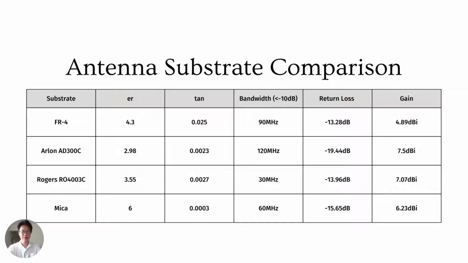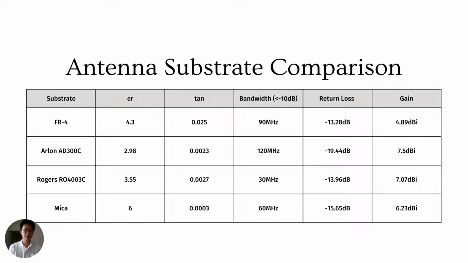Generally, we can see that FR4 is in the mid-range for gain, at 4.89 dBi, compared to the highest, which is 7.5 with Arlon. Arlon is able to achieve a very high gain due to its very small dielectric constant of 2.98. However, its drawback is that its loss tangent isn't as small as Mica. However, it has a relatively smaller loss tangent compared to FR4 and Rogers, so it's able to obtain very good return loss and bandwidth. So best of all worlds.